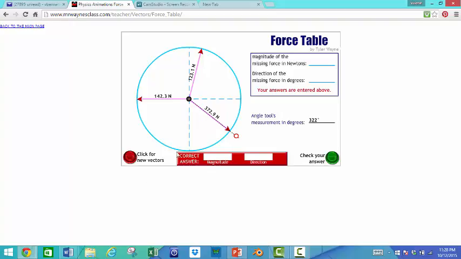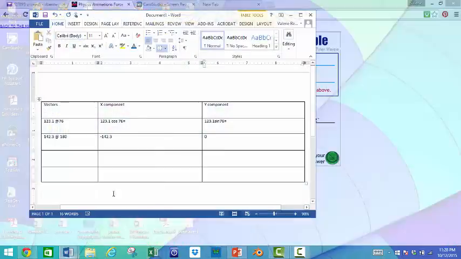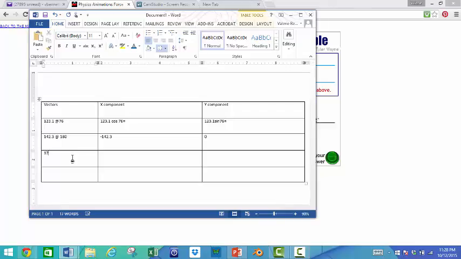Okay, so 372.9, go back over here, 372.9, and what do we say, at 38 degrees. Positive x component, 372.9 cosine 38. And then a negative y component, so I'm going to put that in there, negative 372.9 sine 38.